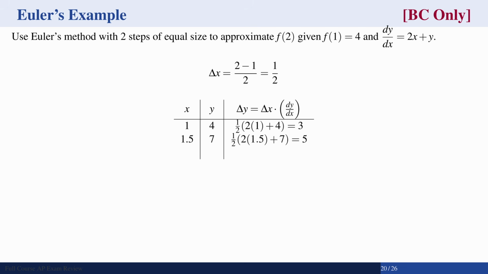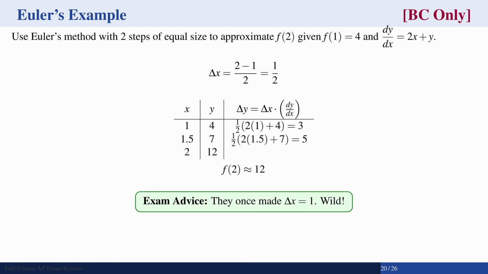We're going to take that. We have delta x, 1/2, plug 1.5, 7 in, you get 2 times 1.5 is 3, plus 7 is 10. 10 divided by 2 is 5. So we have our old y value 7, plus delta y is 5, so 7 plus 5 is 12. So we get 2, 12. The important thing now is we have to say that f of 2 is approximately 12, not equal to 12. You don't want to do all this and then lose a point for that. That would be ridiculous.